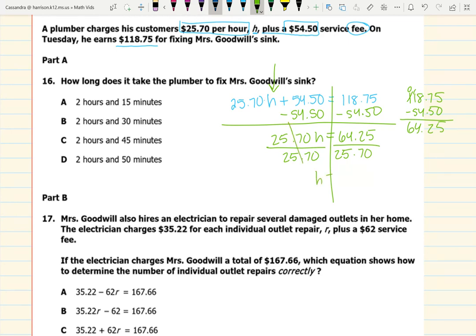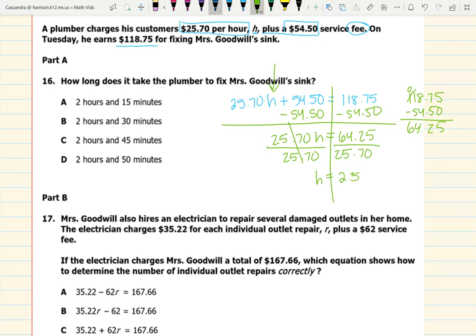At this point, I need a calculator. Find my phone. And I'm just typing into my phone 64.25 divided by 25.70. Oh, lovely. I get 2.5.